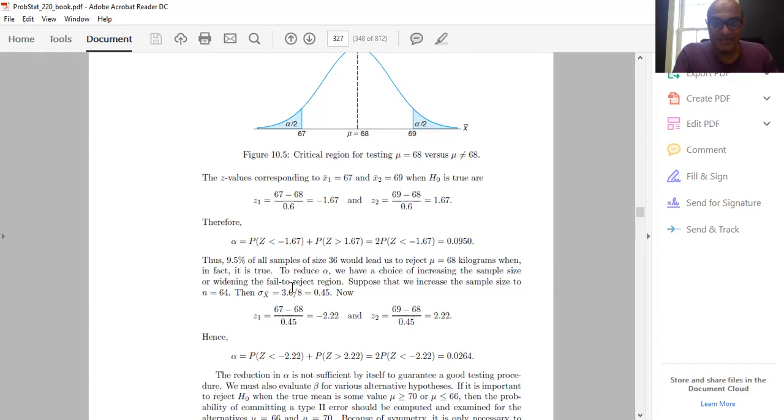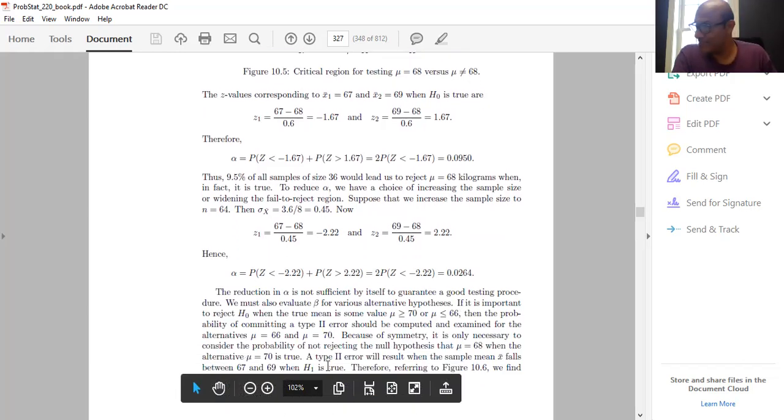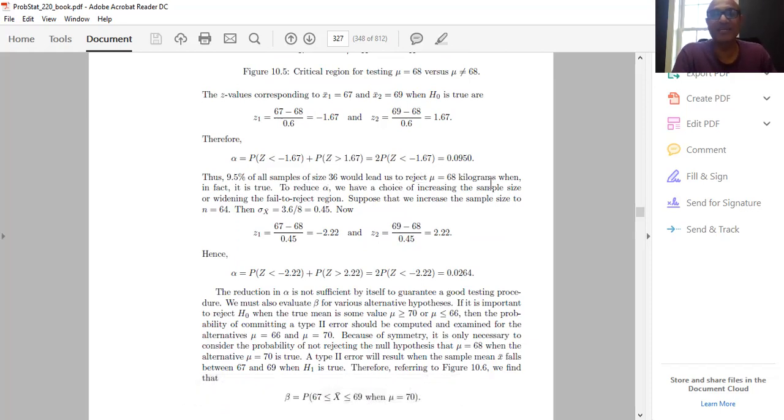Anyway, so z is this one. So what we are going to do, you can see over here that 9.5% of the samples of size 36 would lead us to reject mu equal to 68 kilograms, when in fact it is true. To reduce alpha, we have a choice of increasing the sample size, or the other way around, widening the fail to reject region.